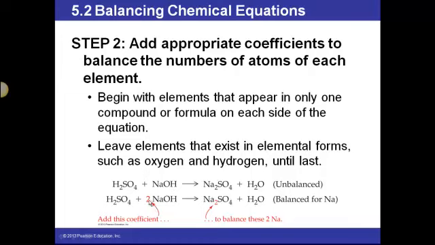So to increase the amount of sodium on this side, we have to add a coefficient. We add this coefficient in front of this molecule, and what that says is that there are 2 complete sodium hydroxide molecules. So we've got 2 sodiums extra, and we've got 2 hydroxides extra. So the sodium's now balanced. Now let's take a look at the OH.